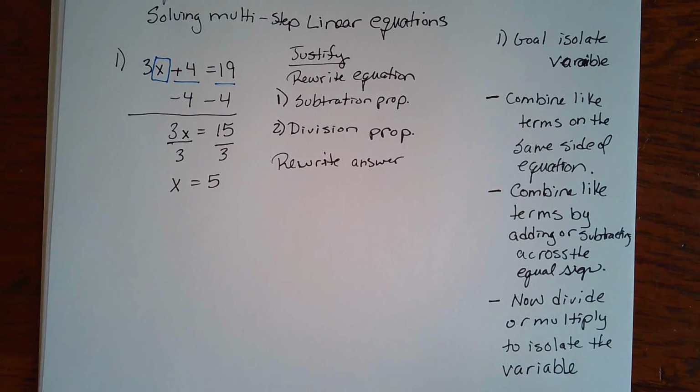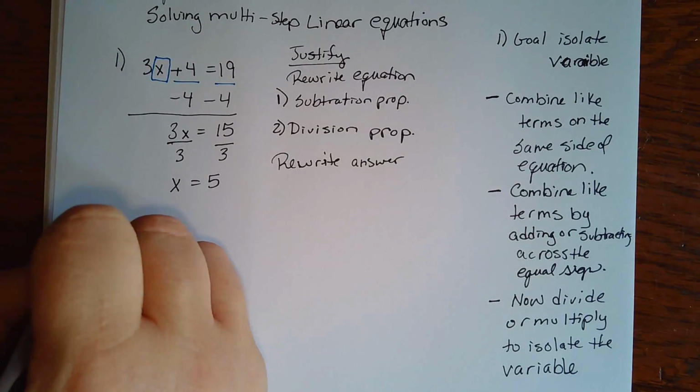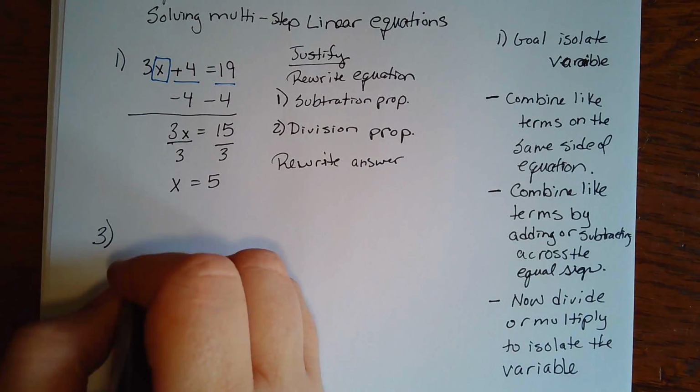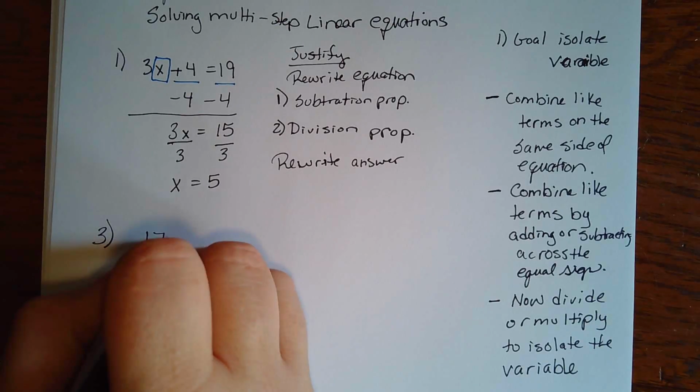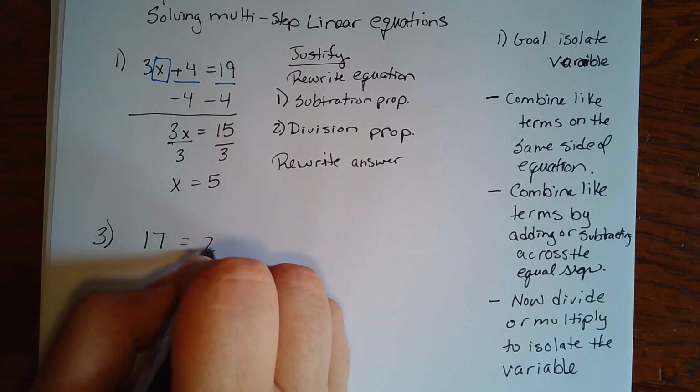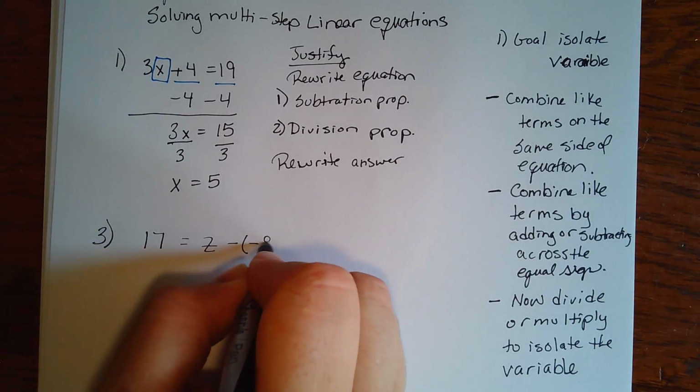Okay, so now that we have that taken care of, let's try a new problem. Now, like I said, you have some steps here to follow a little bit. So let's look at number 3. All right, so number 3, we're skipping number 2 on purpose if you notice. Number 3 basically is 17 equals z minus a negative 9.